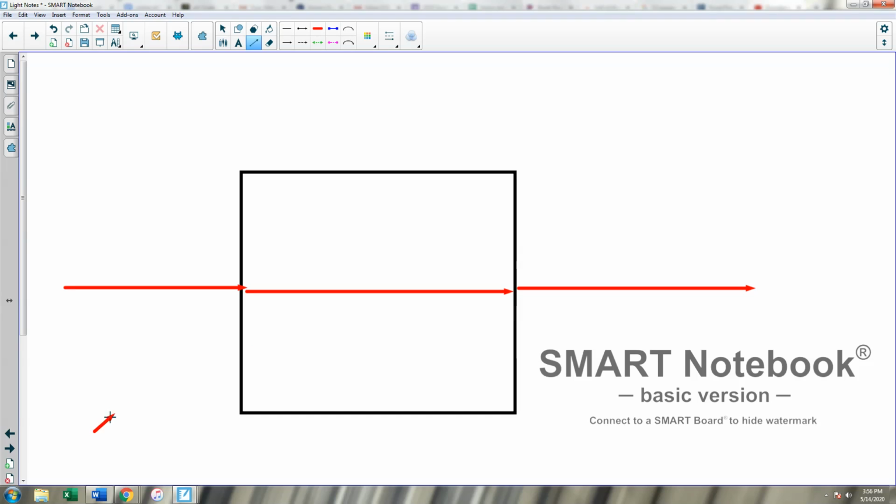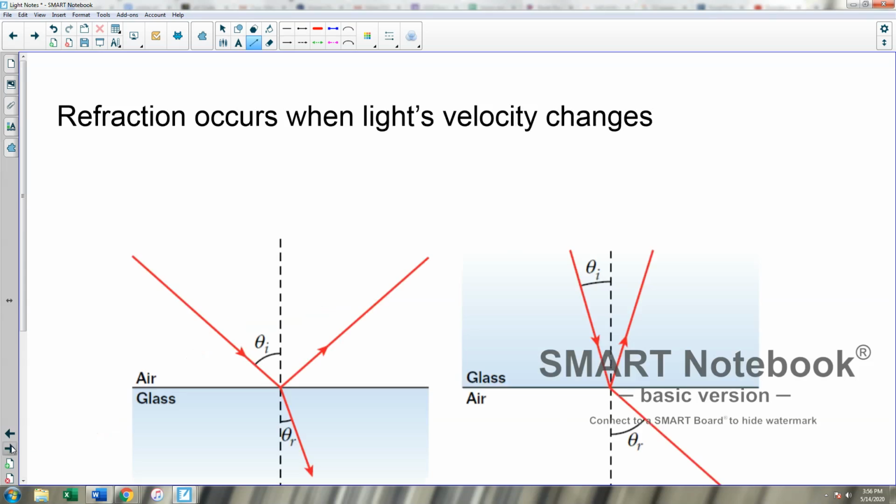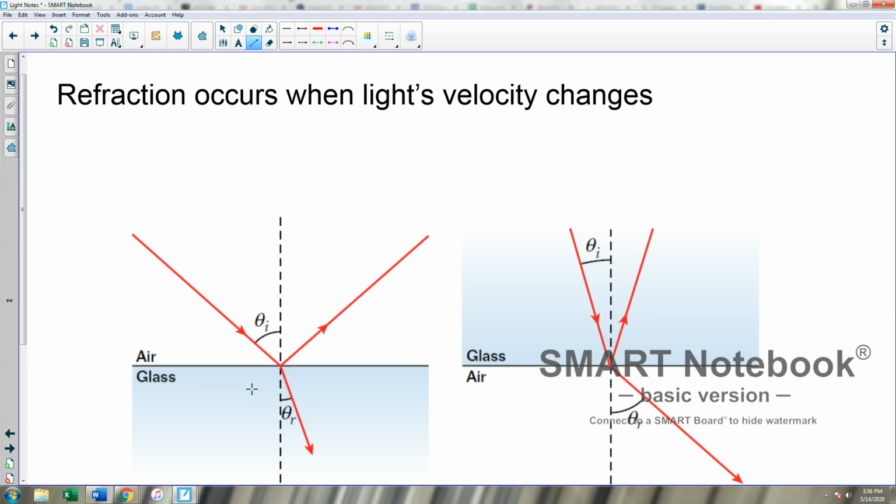But if we have it at some angle here, the rule for light is as it's slowing down, it always bends toward the normal. Okay, so it bends toward the normal. And as it's coming out of this substance, it would bend away from the normal. As it's speeding back up, it bends away from the normal. Well, why is this? So we talk about the angle of incidence and the angle of refraction now between air and glass, or glass and air.